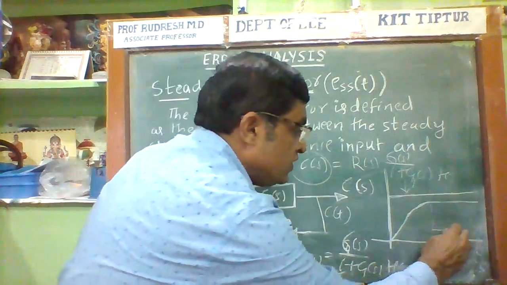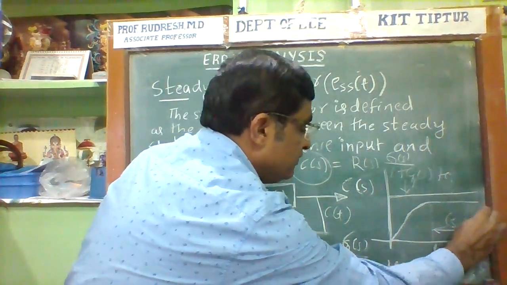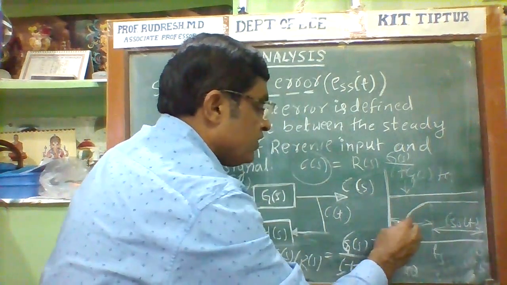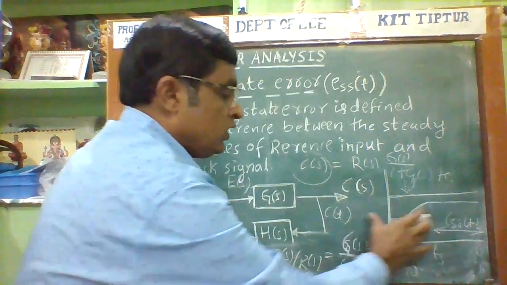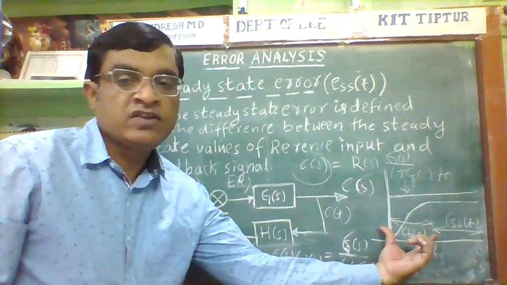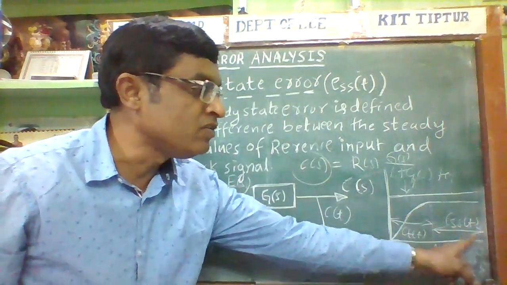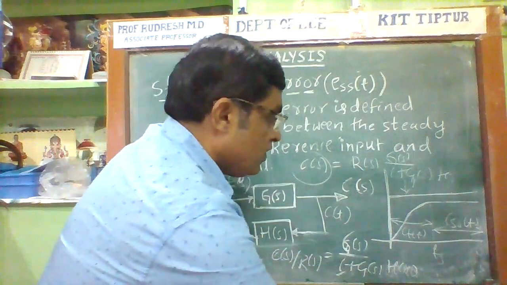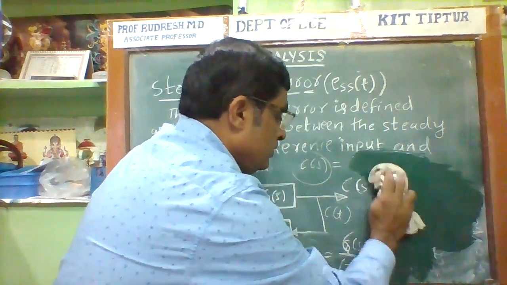This is called C of ss of t, the steady state response. This is called C of t, and this part is called the transient time response. So the output of the system has two parts.